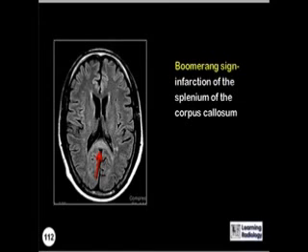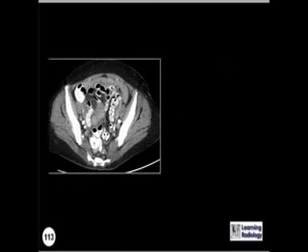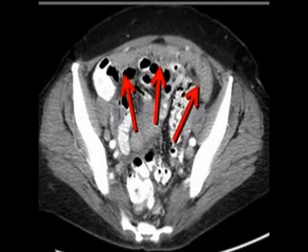This is the boomerang sign, which usually indicates infarction of the splenium of the corpus callosum. What is the descriptive name given to this appearance?